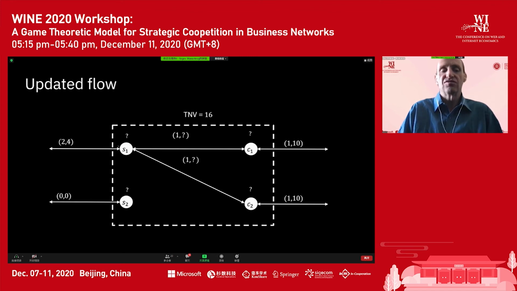This is the second goods flow, where S1 is doing the transportation of both goods. So this is the agreement. In this case, we have the TNV, which is 16, which is strictly greater. Here, S2 is not doing any shipping, but what we haven't decided is how to split the value.